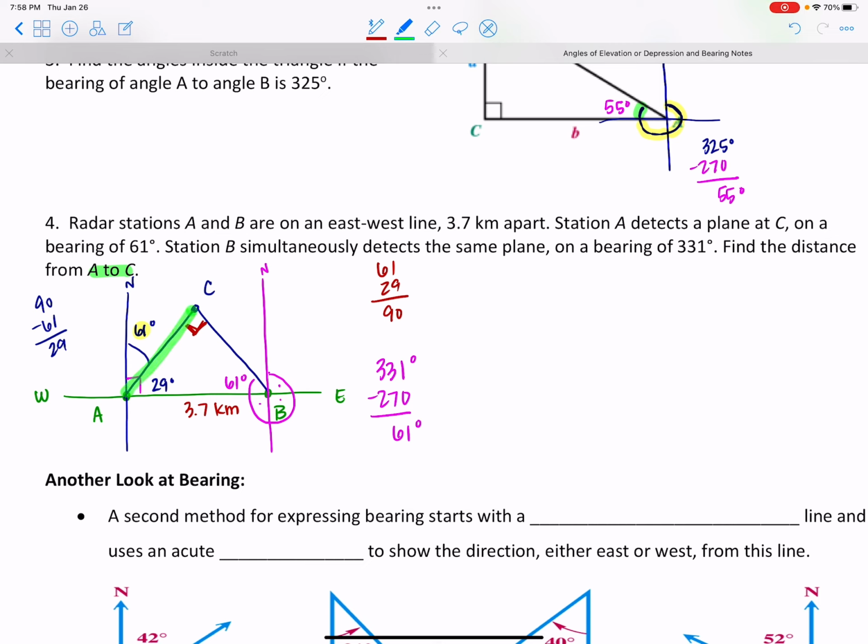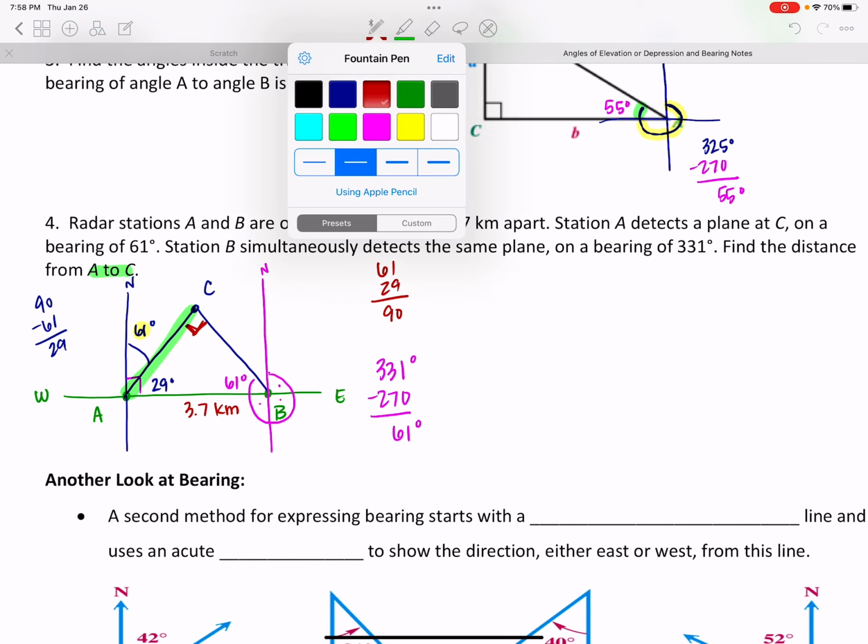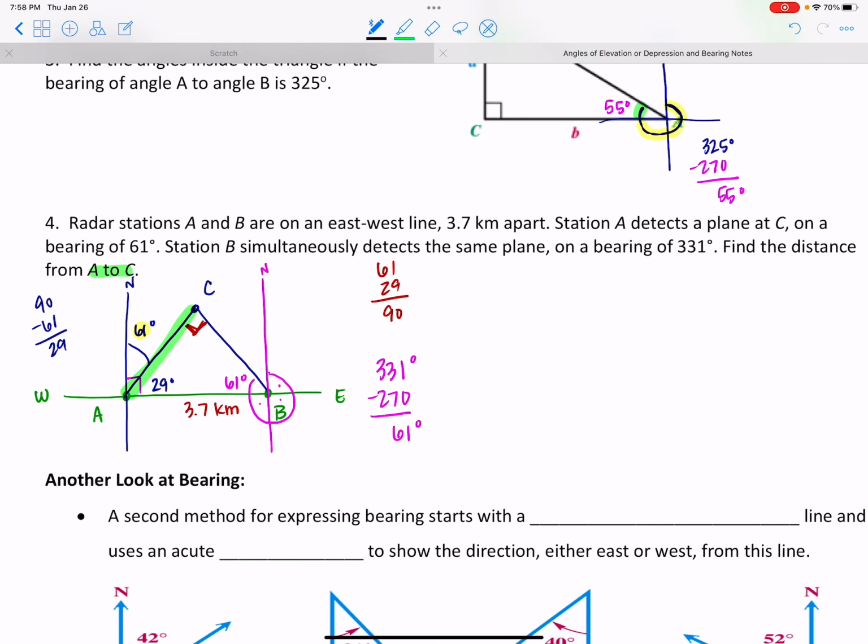So that is going to be what I'm going to call X. And I need another color, so let me just call it X. Maybe my picture's looking a little clogged, so let me redraw over here. Same thing, just so maybe you can see it a little bit more clearly. I'm trying to find this side, and I know that this angle is 29 degrees. This is 3.7 kilometers here.